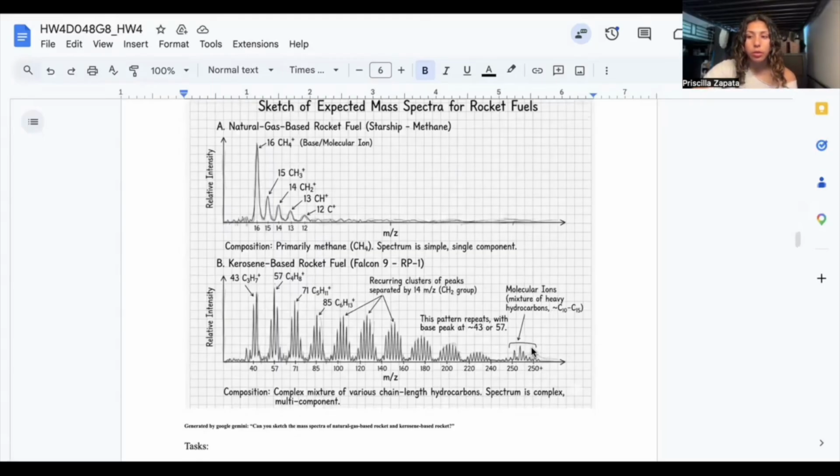Together, these techniques allow us to monitor fuel purity and combustion efficiency in real time. I'll now pass it over to discuss our XPS findings.